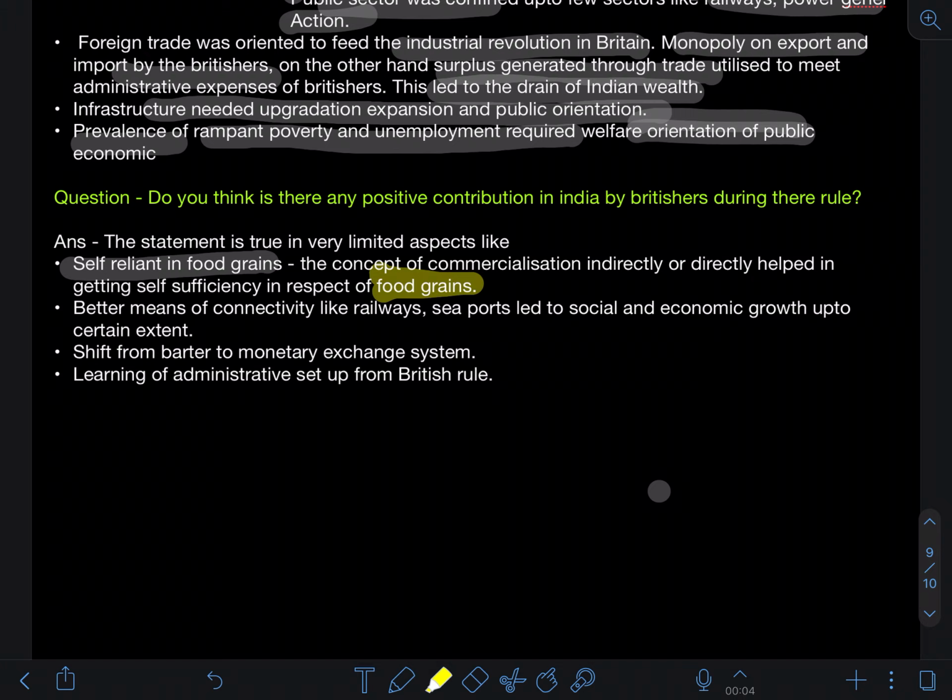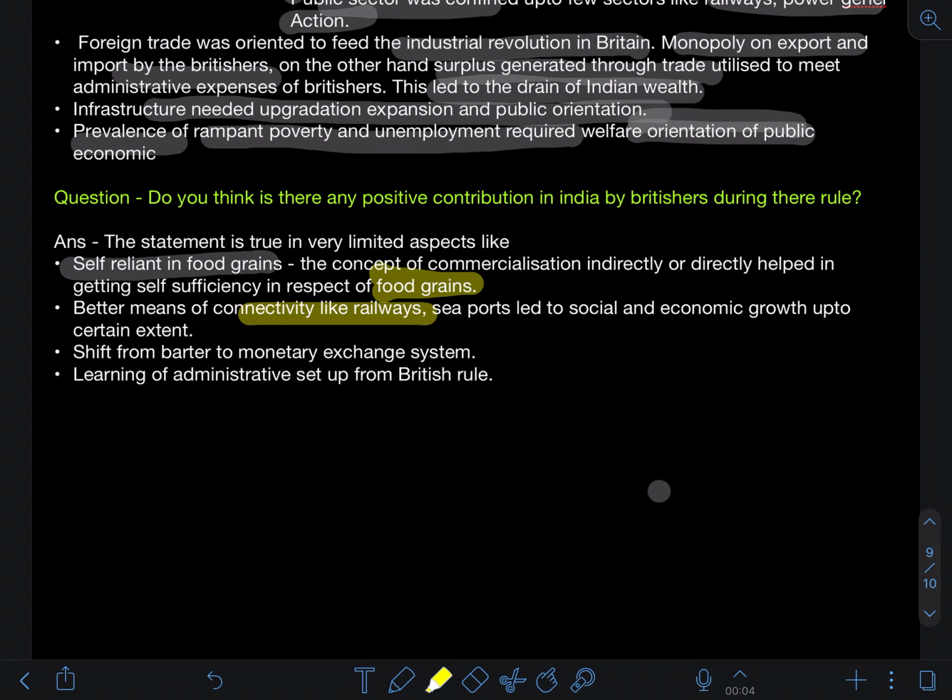Another blessing that we have, better means of connectivity, that I have just discussed. Railways were created for the benefit of taking the raw material from India to Britain, but somehow it benefited the Indian economy, because it connected the people, and it is the cheapest medium, even nowadays, to connect the people. So that is again building.